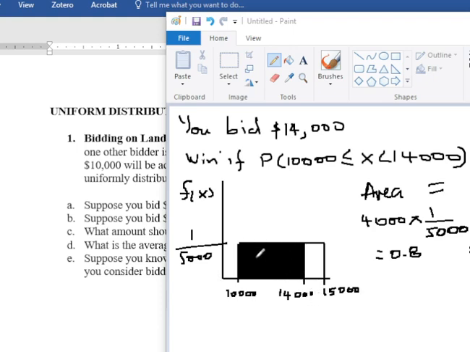And you can see that even just shading it gives me an idea of what value to expect in the end, right? It's going to be a value larger than 0.5. And when we do our calculation, we see that the area is actually 0.8. So the probability is 0.8. And that's the answer.